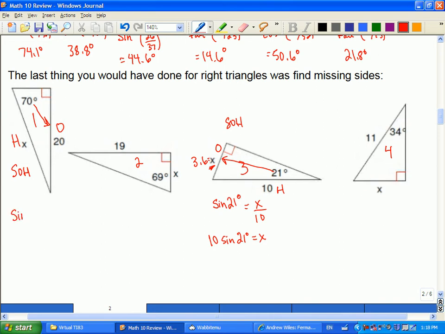So what I have is sine of 70 degrees is 20 over x. Now if I rearrange this, then my answer will be 20 over the sine of 70. How many people would like me to review how I did that? Okay, in case you're rusty, let's start the process here.